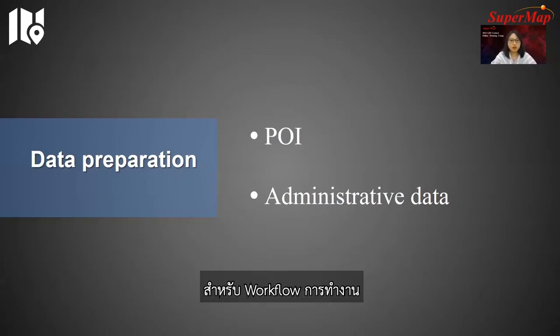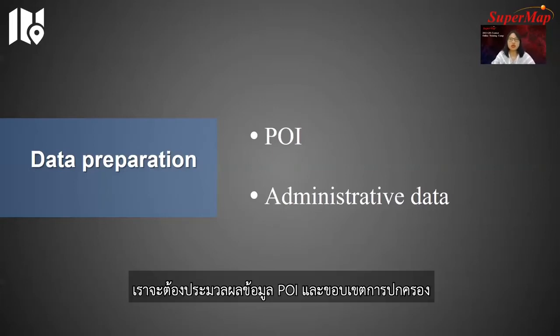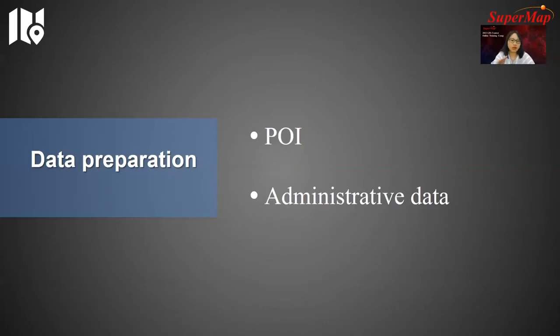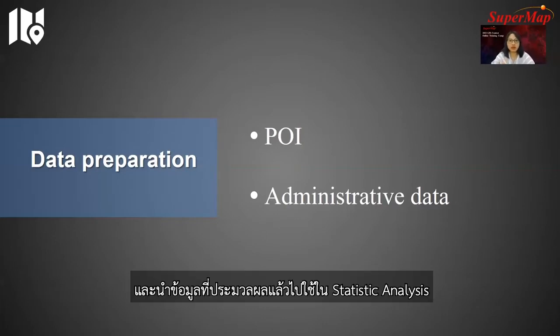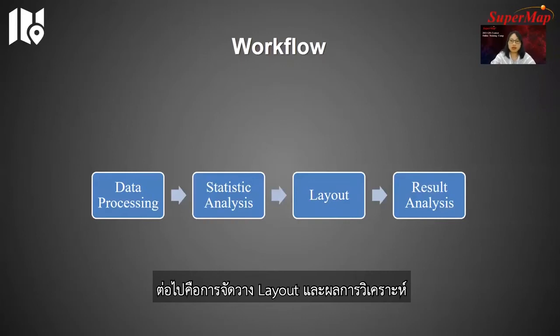And here is the workflow. The first step we need to do is data processing. We should do some processing to associate the POI and the administrative data and others. Then we can use this processed data to do the statistic analysis. And the last two steps are layout and result analysis.